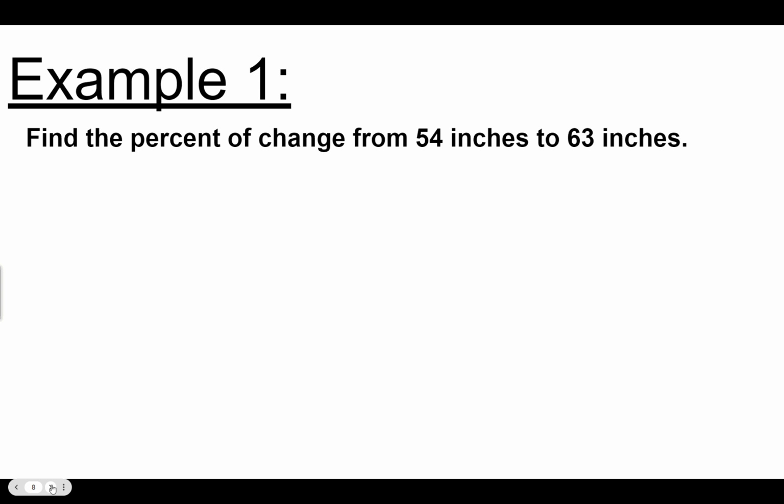Next thing we need to do is find the information we need for the formula. So we need a new amount and an old amount. Our old amount or original amount is the 54 inches because that's where we're starting from. And then we're going to 63, so that 63 is our new amount. Highlight, circle, underline, and label these on your paper. It is very important.